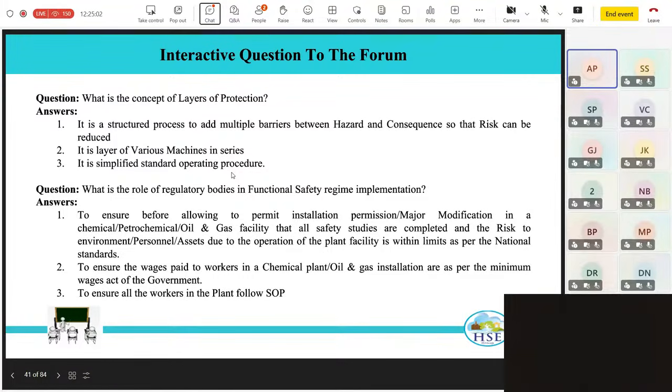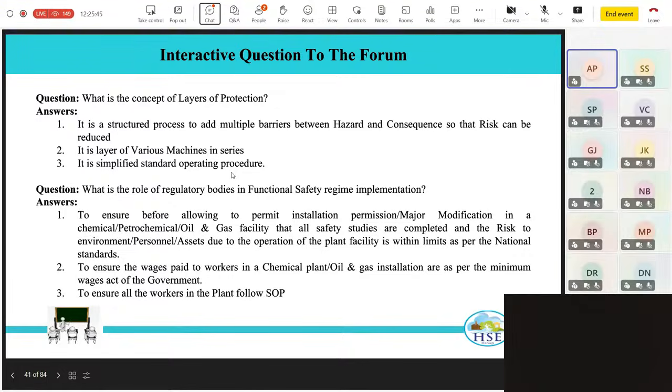This polling session. Now, the answer of the first question: what is the concept of layers of protection? As sir explained in the previous slide, the answer is one. It is a structured process to add multiple barriers between hazard and consequence so that risk can be reduced. Sir explained in the risk concept slide that there is acceptable and unacceptable risk. The gap between them, we need to come as close to the acceptable risk. So by adding layers of protection, we can do that. So the answer is one.